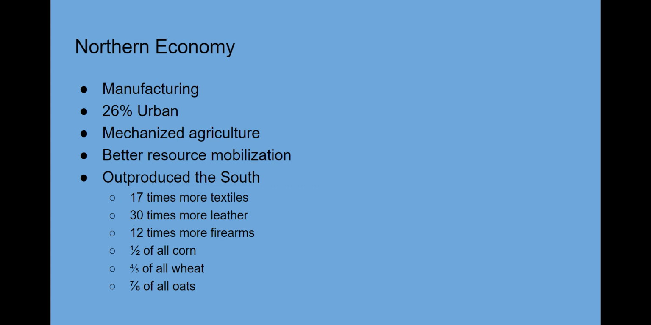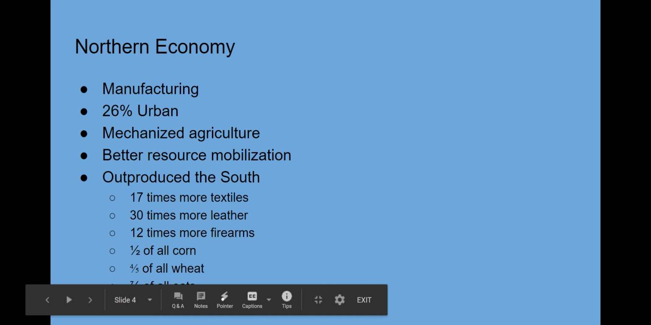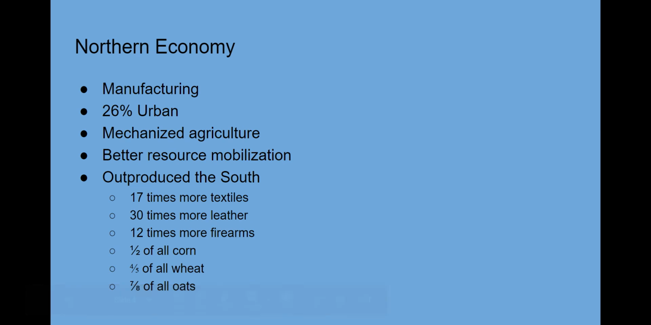Now, just producing these items in themselves was not enough to outproduce the South. Better resource mobilization led to the North being able to outproduce the South, and by resource mobilization, basically that meant getting the products that were produced to people. And the way that the North was able to do this was through the use of railroads, among other things. The North had 71% of the railroads.